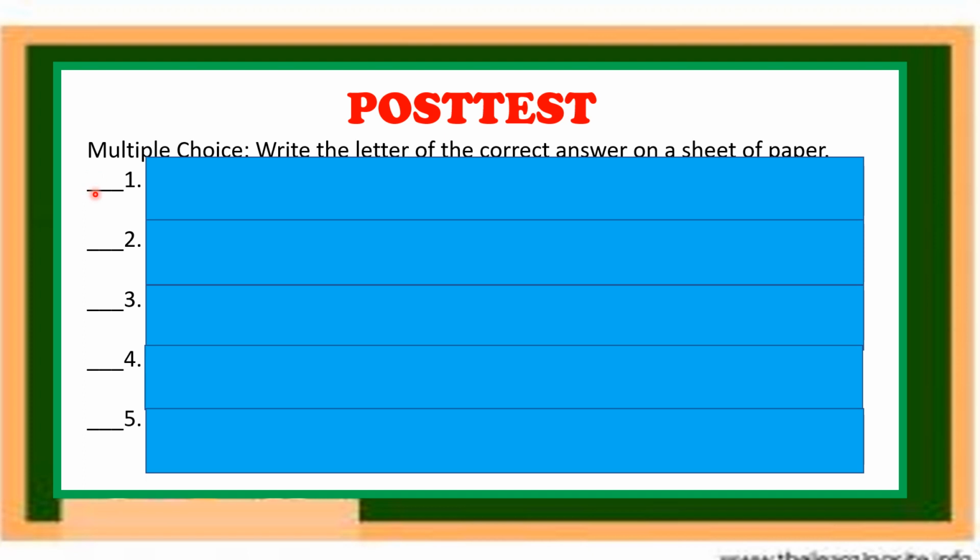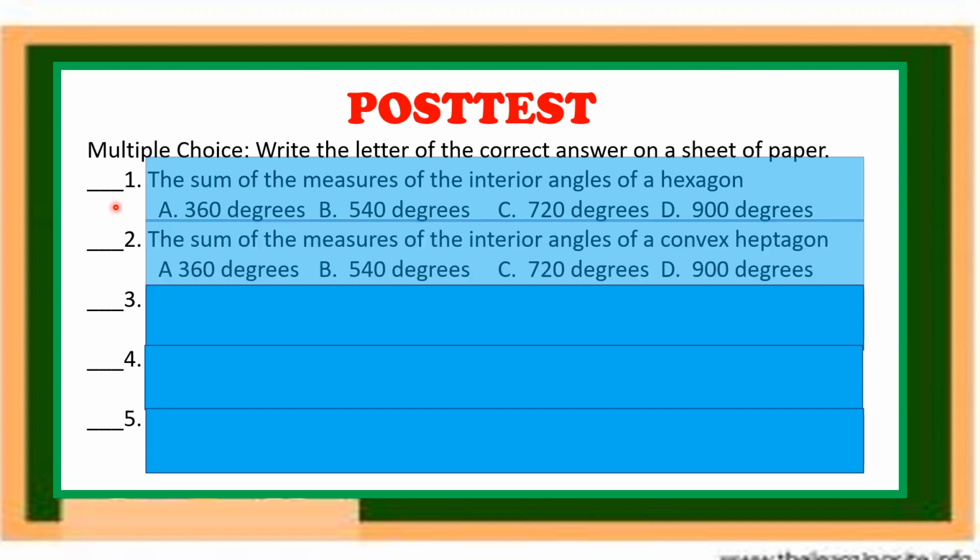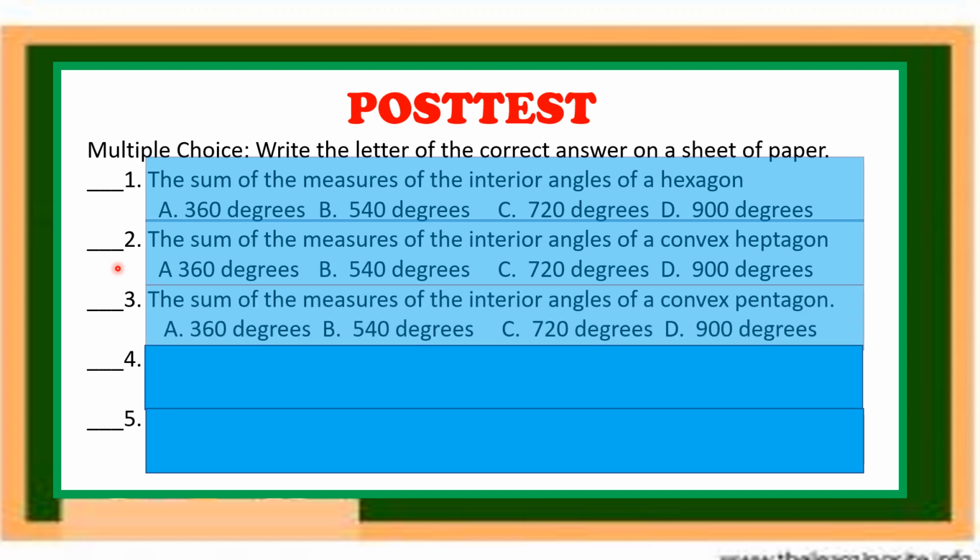Multiple choice. Write the letter of the correct answer on a sheet of paper. Number 1. The sum of the measures of the interior angles of a hexagon. Letter A, 360 degrees. Letter B, 540 degrees. Letter C, 720 degrees. Letter D, 900 degrees. Number 2. The sum of the measures of the interior angles of a convex hexagon. Letter A, 360 degrees. Letter B, 540 degrees. Letter C, 720 degrees. Letter D, 900 degrees.